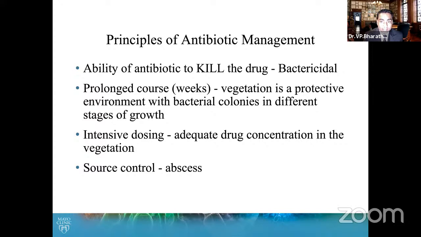The next is we have to give a prolonged course of antibiotics. And the reason is something that we discussed earlier. The vegetation is a protective environment. Some bacterial colonies are highly dividing, some are in static growth. So in order to kill all the bacteria in different stages, we have to give prolonged courses of antibiotics.